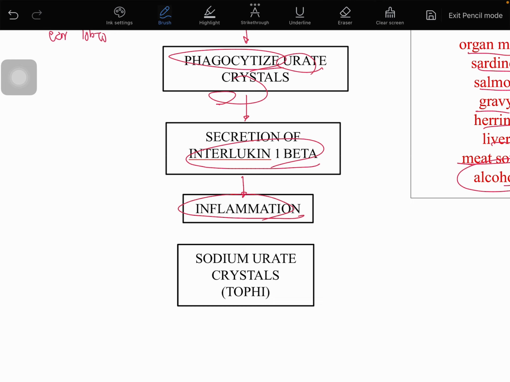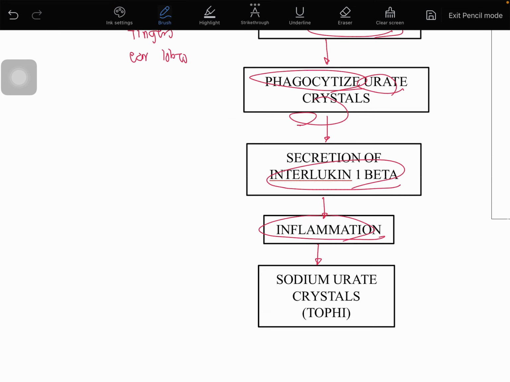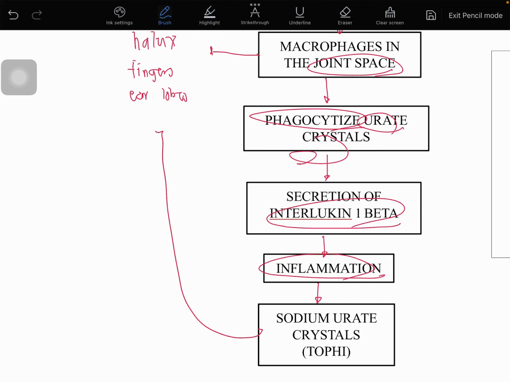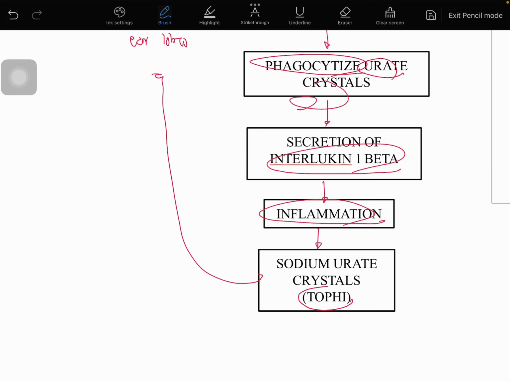Okay, it will result to inflammation wherein yung mga sodium urate crystals natin, yun na po yung tinatawag natin na tophi, kung saan sila nag-accumulate sa ating mga hallux, sa ating fingers or earlobes. Yun po yung mga tinatawag natin na tophi or yung parang bukol, no? That is your tophi na tinatawag.